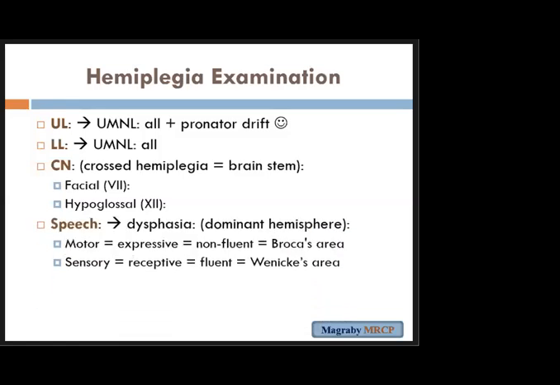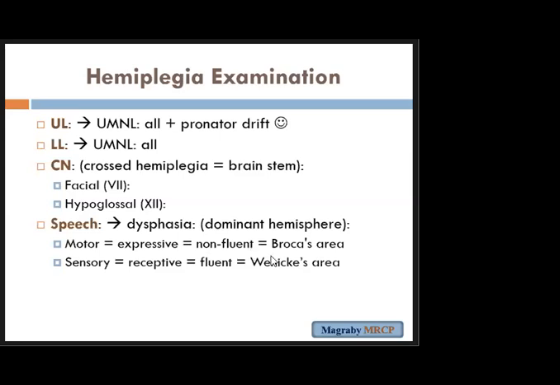Don't forget to check the speech regarding any dysarticulation or dysphasia. And usually, this dysphasia appears in affection of the dominant hemisphere. Okay. Usually, in a right-handed patient, the dominant hemisphere is the left side. If there is affection of Broca's area, that will lead to what's called motor dysphasia. Motor dysphasia, another name, is expressive, that the patient cannot express themselves, cannot articulate the words well, so it appears as non-fluent speaking.